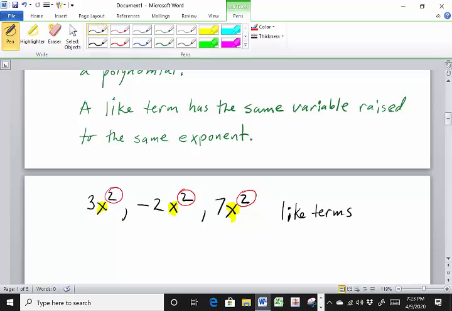This could also be for multivariables. So we might have, let's say, 7xy cubed minus 4xy cubed. All right? These are like terms. Why? Because you have an x raised to the first power. You have a y raised to the third power. Okay? Those are like terms. All right?